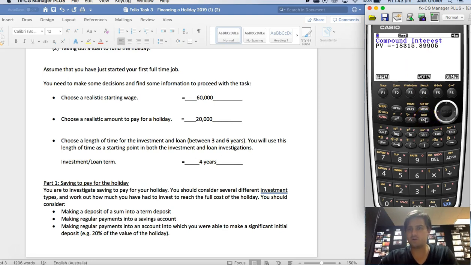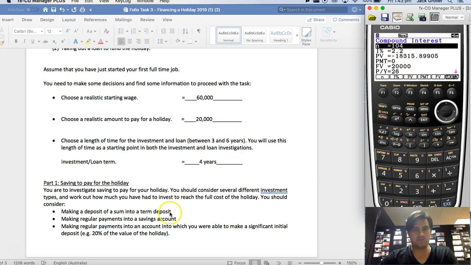So we would need to deposit that amount at the start of our 4-year period for the interest to raise it up to $20,000 by the end of that 4-year period. Okay, so that is our figure.